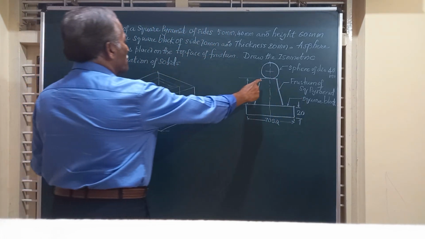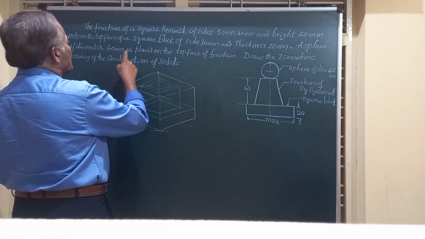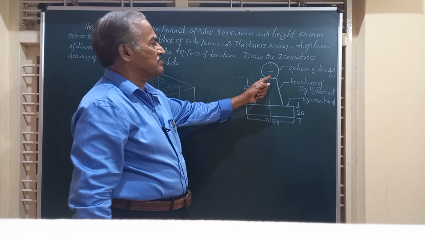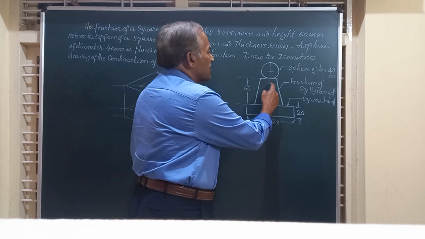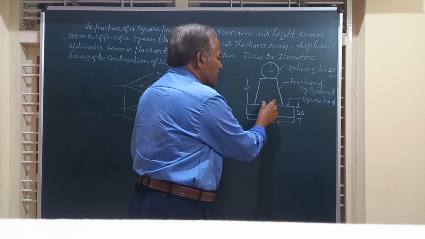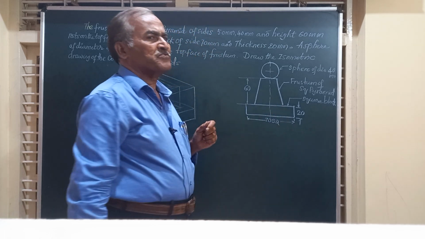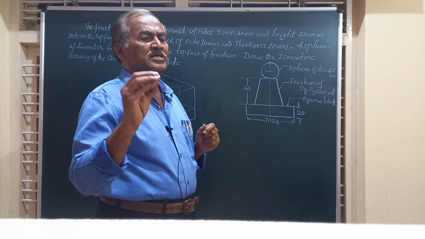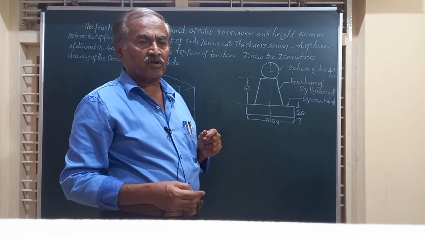And over and above this frustum, there is a sphere of diameter 40 mm placed on the top of the frustum. So here we have got three solids: a sphere resting on the frustum of a square pyramid, and this in turn is resting on a square block. So friends, we are going to learn how to draw the isometric drawing of the combination of these three solids.